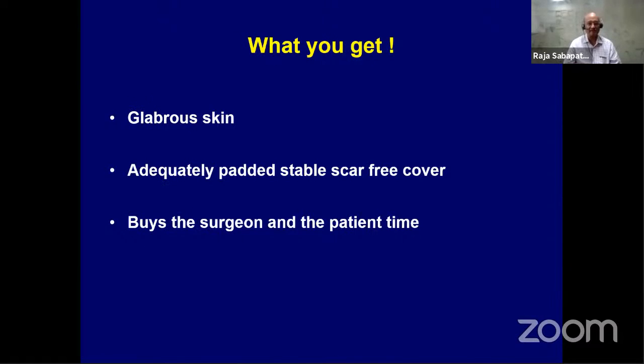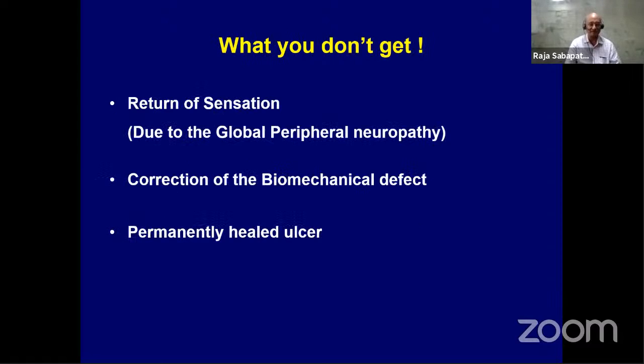So what do you get when you do plastic surgery? You get glabrous skin because you're covering with flaps that way. You get an adequately padded, stable scar because you get a good scar. So you get that, and it buys the surgeon and the patient some time. I think that's very important. You heal the ulcer, they get better, so that now you can do the definitive procedure again.